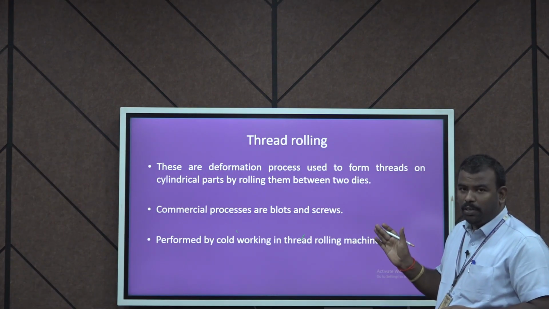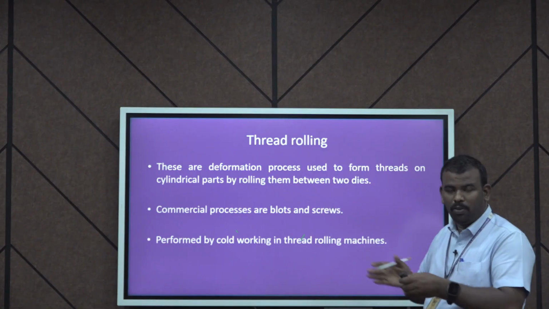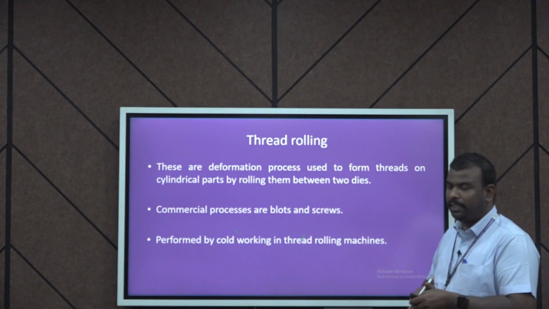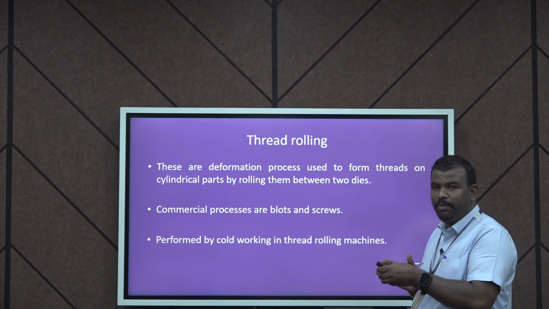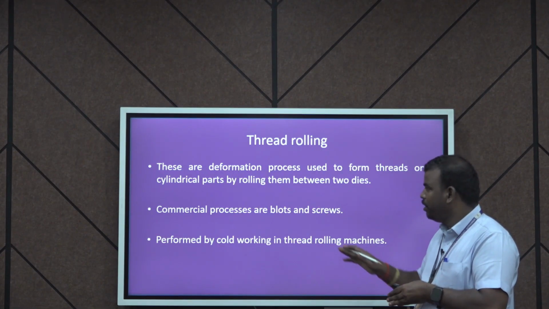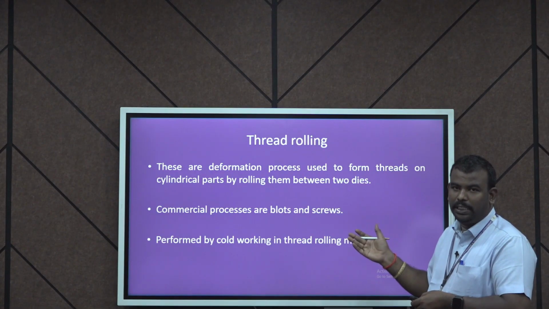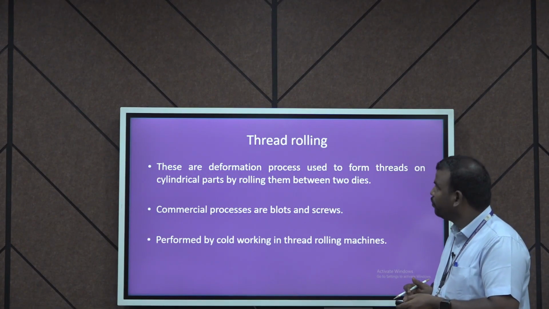Thread rolling is used for forming the thread in cylindrical parts. The cylindrical part is rolled in between the 2 dies, so the thread is formed in the cylindrical part. Mainly it is used for bolt and screw applications. Mostly the cold rolling process is used for thread rolling.